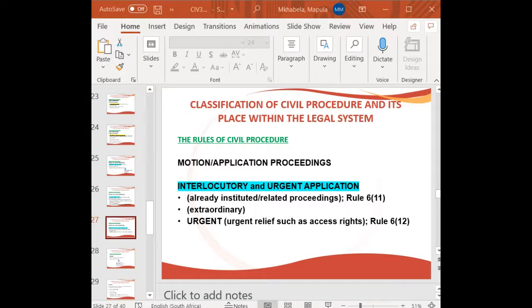An example is in an action for a divorce, and there is an issue of child maintenance. And another example is where a parent intends to take the child away from the other parent without the consent. Moving on to service.